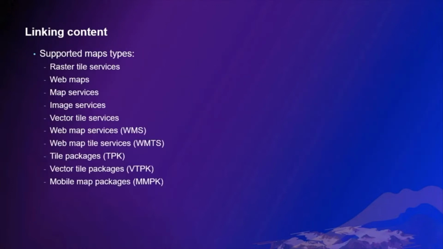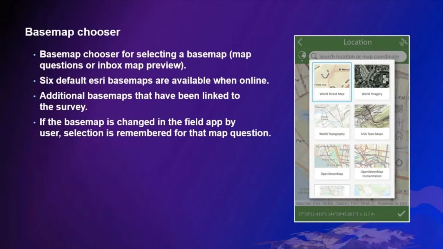The following list of map types can be added as linked content in Survey123 when using the standard map type. As you can see, some of these formats, like web maps, will only work in an online environment, while some, like mobile map packages, can also be used in an offline environment. As we saw in the demo, any linked content that you add will be available in the Base Map Chooser, along with 6 default Esri base maps. The Base Map Chooser also remembers previous base map selections for each map question.